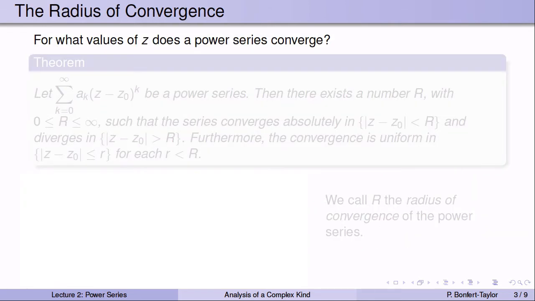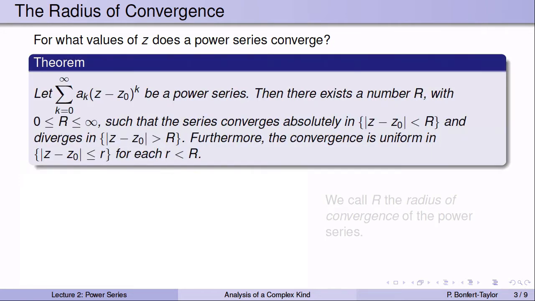So how do I find out in general for a given power series for what values of z it converges? There's the following theorem. Suppose I'm given a power series. Then there exists a number R, and this R is between 0 and infinity. Infinity is allowable as a number R, and 0 is as well, such that this series converges absolutely as long as z minus z0 is less than R in absolute value, and it diverges when z minus z0 is bigger than R in absolute value.